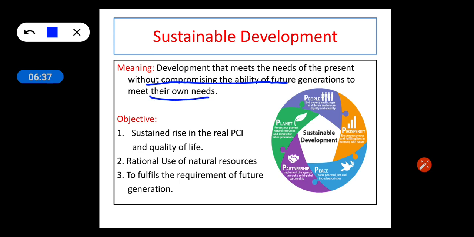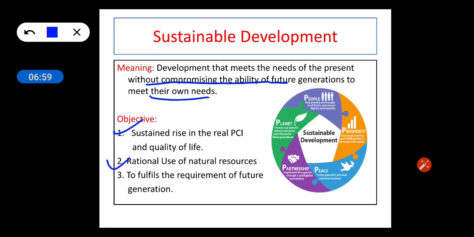Okay, and let us see the objectives of sustainable development. Number one, we have a sustained rise in real per capita income and quality of life. So an increase in per capita income as well as quality of life is important. Not only an increase in per capita income, but also it is important to improve quality of life.